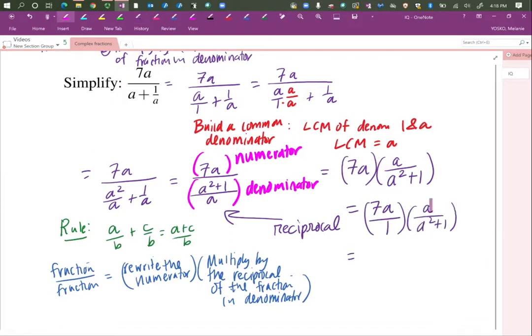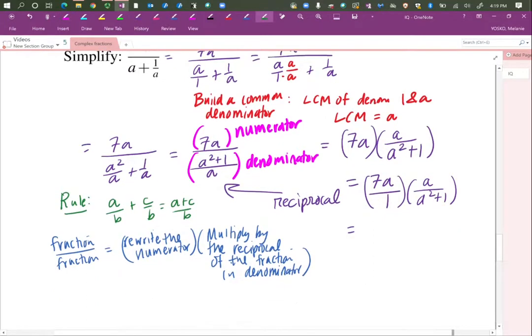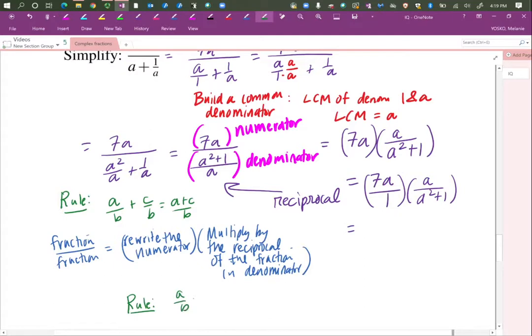And if you look, there's nothing we can cancel, right? We've been canceling a lot of stuff. But notice I cannot cancel an a here with an a squared, because this a squared is added to something. So what we're going to do is we're going to multiply these fractions. Numerator times numerator over denominator times denominator. Because we have another rule that says a over b times c over d is the same as ac over bd. Just multiply across. So that is 7a squared over a squared plus 1. And that's your final answer.